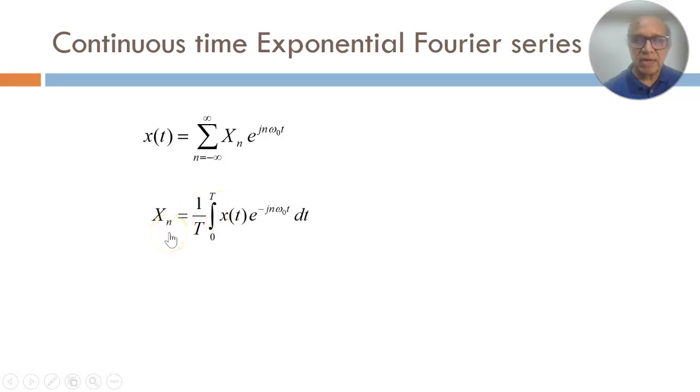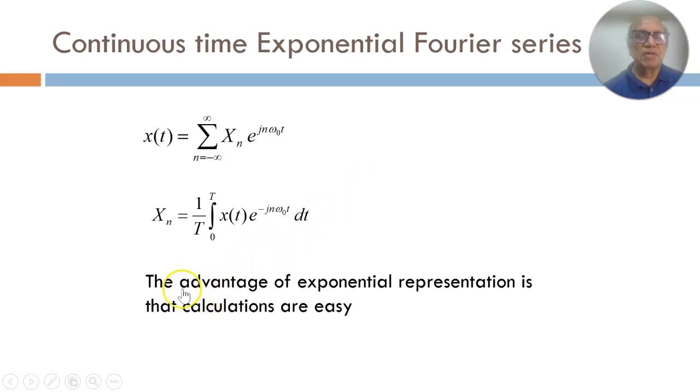And this Xn that you will get in general is going to be a complex quantity. So you can find its magnitude for various values of n, and you can sketch the magnitude spectrum or the amplitude spectrum, and for various values of n you can calculate the phase angle of Xn, because it's a complex quantity, so it has a magnitude as well as a phase angle. So you can plot the amplitude and the phase spectrum. As we have already said, the advantage of the exponential representation is that calculations are easy.